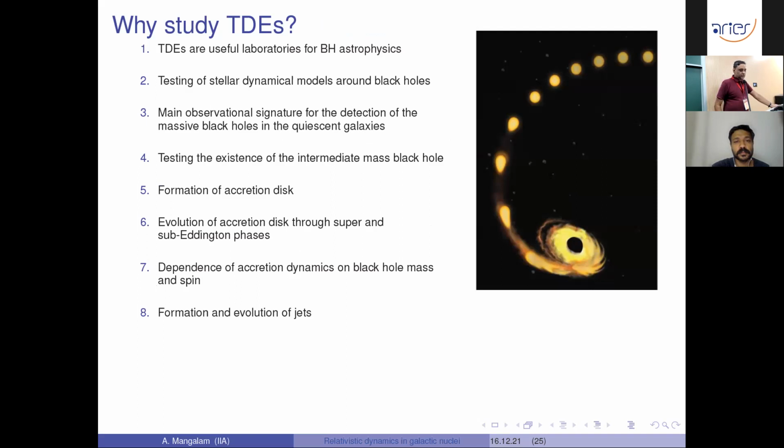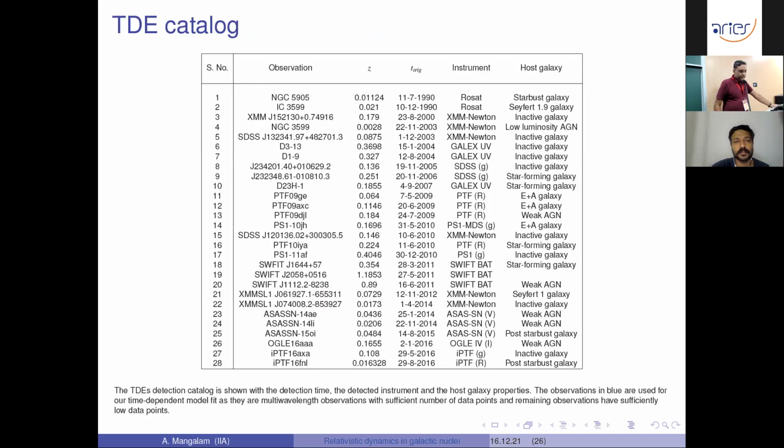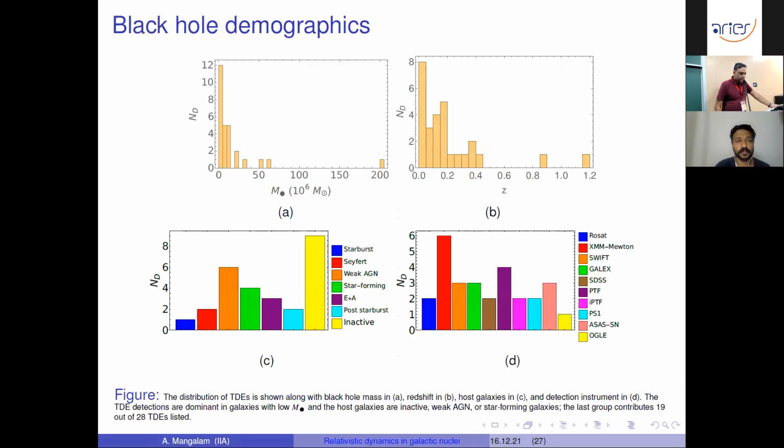You can test stellar models, you can calculate the observational signature. So there is a lot of gas dynamical physics that can be tested. And also it's a laboratory for creating jets. So if you look at the TDE catalog that we studied, this is a paper by me and Mageshwaran, we looked at the statistics of these objects. So the statistics of these black holes is also very important.